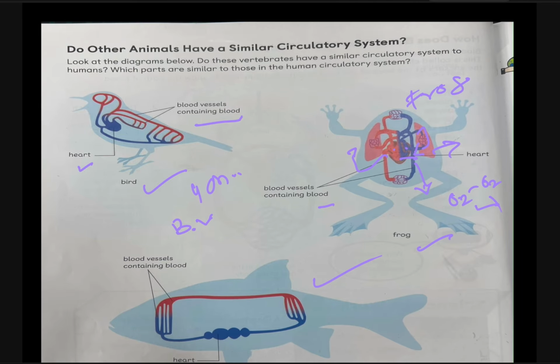Then comes the fishes. Their similarity to humans is low compared to the birds and the frogs. They have a heart and blood vessels containing the blood, but their heart is only 2-chambered, 1 atrium and 1 ventricle, with a single loop circulatory system. The heart pumps deoxygenated blood to the gills to absorb oxygen, and then from the gills the blood flows directly to the rest of the body without returning back to the heart. So we can say that they have a single circulatory system, not like humans, who have a double circulatory system.